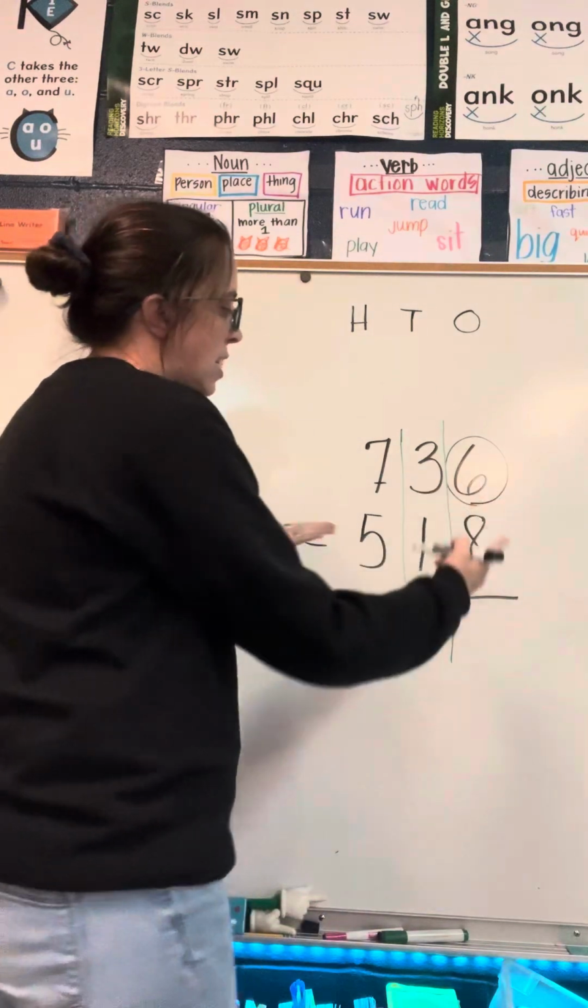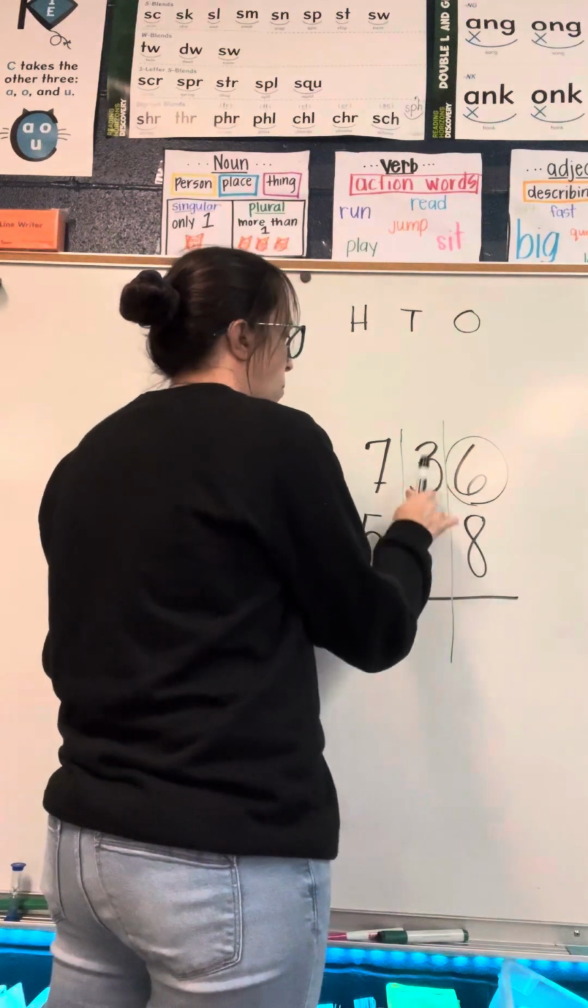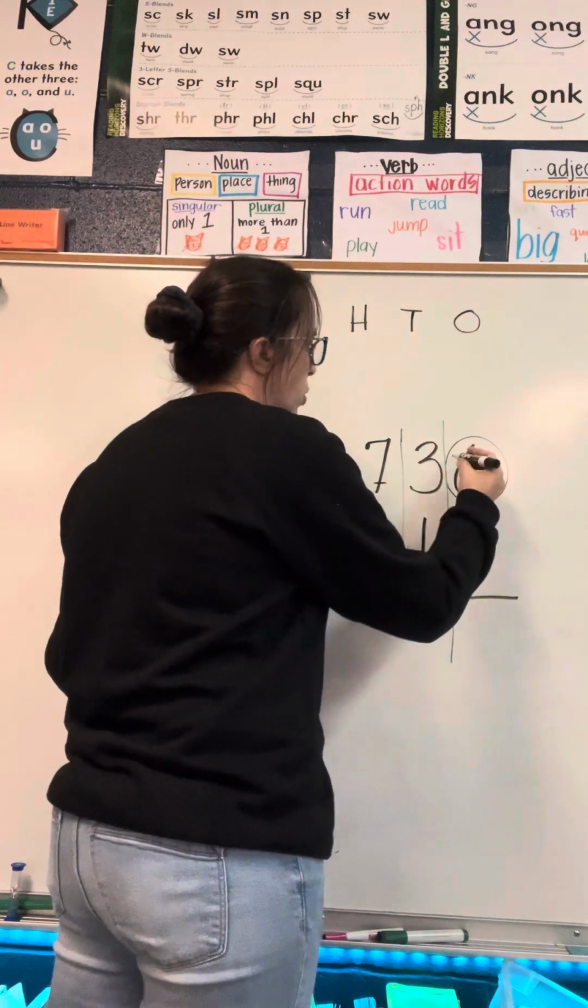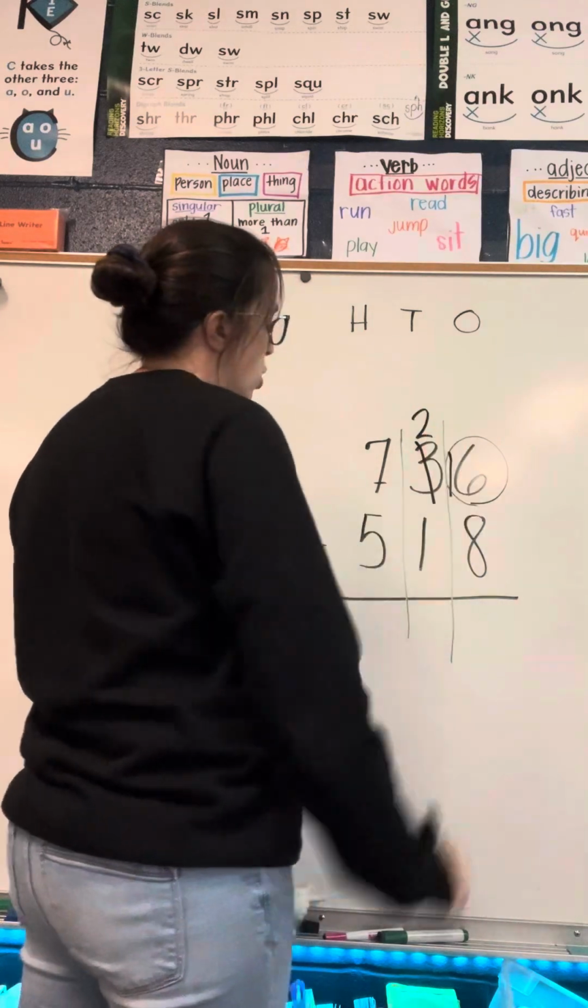All right, I have 6. I can't take away 8 from 6. It's not possible. So knock, knock, knock. Can I borrow 1? Sure. There you go. He gave me 1, so now he only has 2.